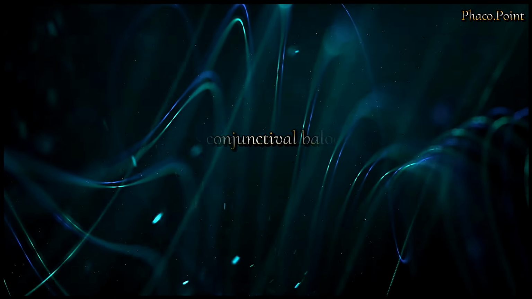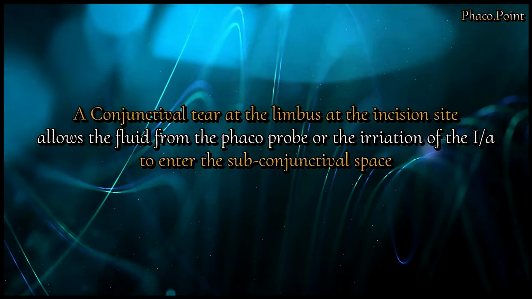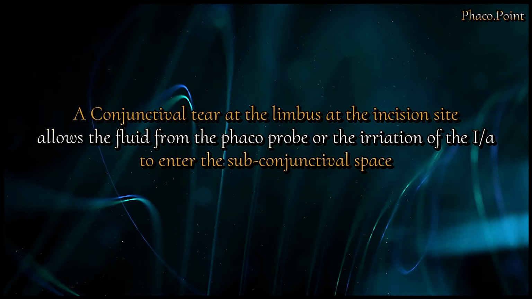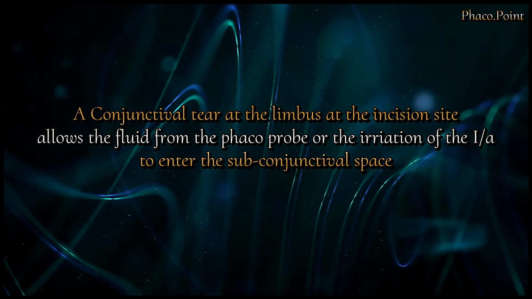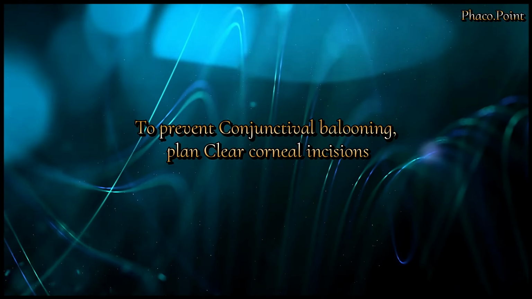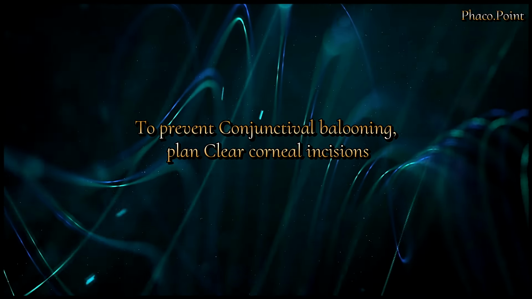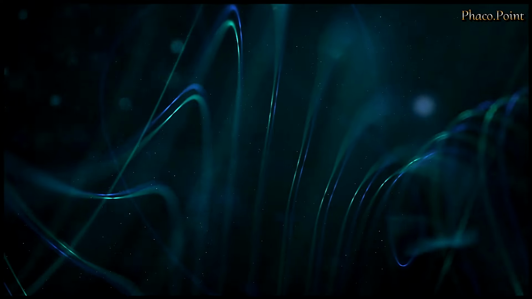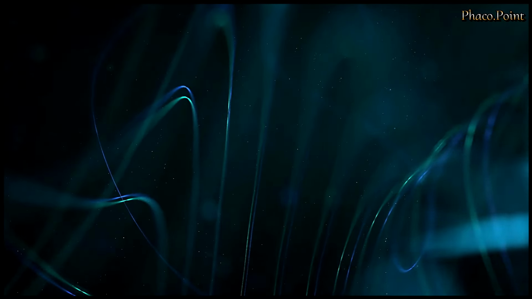What we really need to understand is what causes the conjunctival ballooning. Conjunctival ballooning occurs when the fluid, which is meant to go within the eye via the phacoprobe or the irrigation aspiration, finds its way into the subconjunctival space because of a breach of the limbal conjunctiva. Keeping this in mind, we need to be very mindful in the incisions that we make. That's why I like to have clear corneal incisions, because clear corneal incisions do not disturb the integrity of the limbal conjunctiva. Should there be a breach in it, there's sometimes a backflow of fluid via the phacoprobe or via the irrigation aspiration into the subconjunctival space.